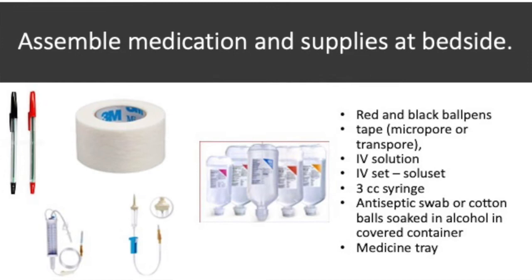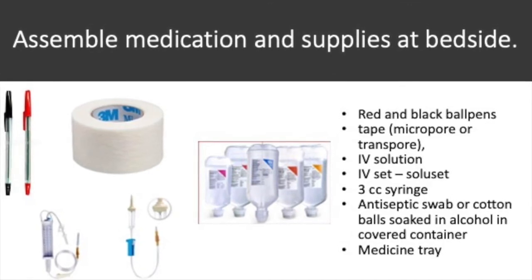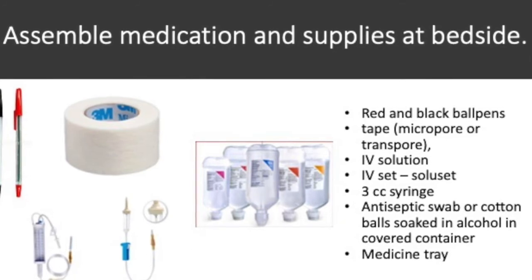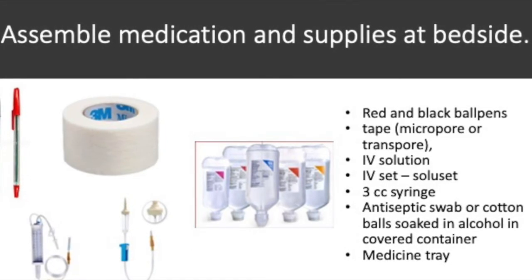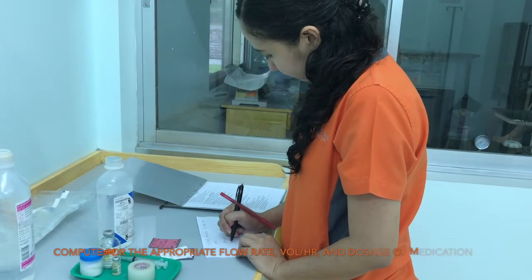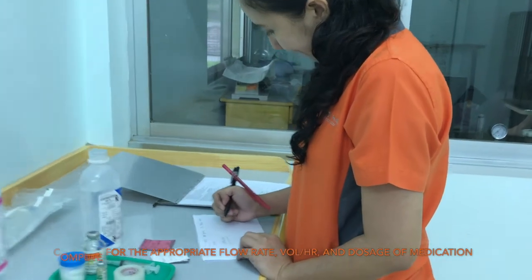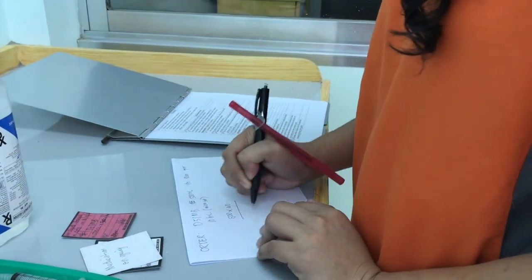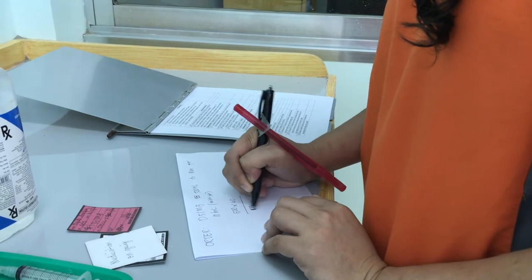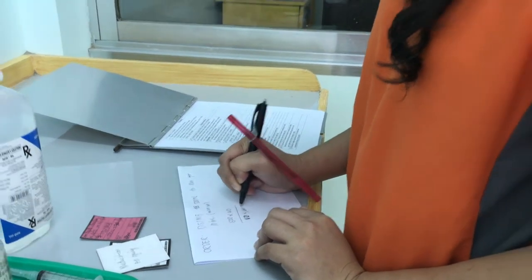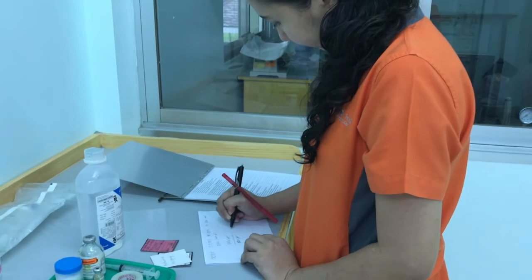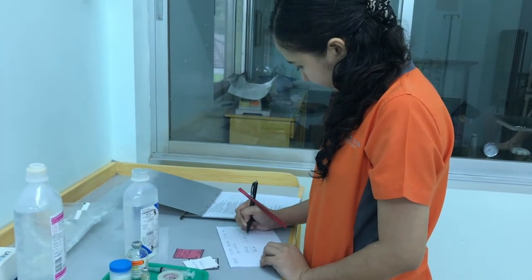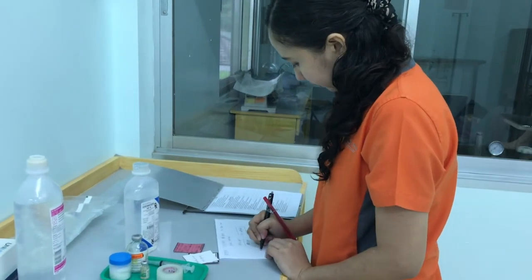2 pieces 3 cc or 5 cc syringe, antiseptic swab or cotton balls soaked in alcohol in covered container, medicine tray, and the medication. Compute for the appropriate flow rate, volume per hour, and the dosage of medication to be given to the patient. This will be given by the assigned clinical instructor. So, the use of mathematical calculation is to obtain correct rate. So, you will use either microdrip or macrodrip depending on the tubing that you will use.